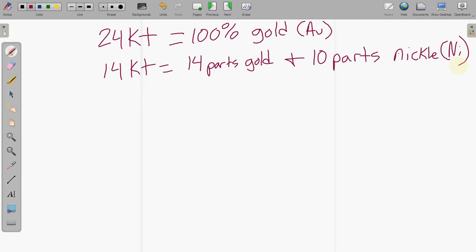Now, if it's white gold, they might mix in some silver. If it's rose gold, they might mix in some copper. But the point is, it's 14 parts gold and 10 parts something else.